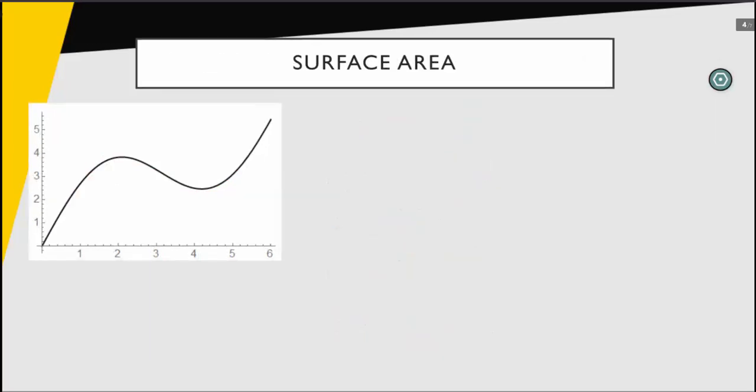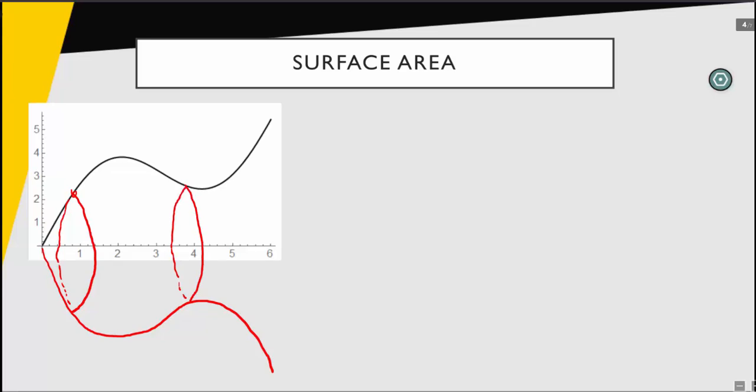Okay, surface area. So now I have this curve. I'm going to rotate this curve about the x-axis, so I'll get kind of its mirror image over here. And the idea is I'm taking this point and rotating it about the x-axis all the way around, kind of generating the circle here. And if I did that for all the points, I would generate a surface. I want to find the area of this surface.